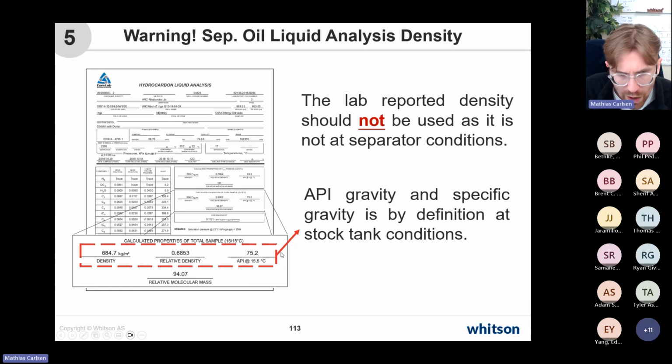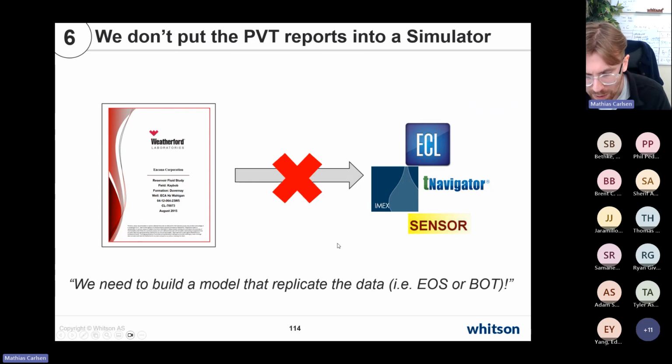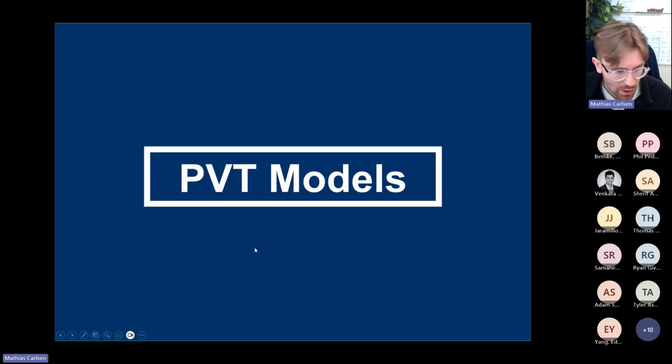Be very aware of that, especially in Canada, because you should never use this number right here to initialize your PVT. My last point when it comes to PVT reports is that you never put them into a simulator. We need to build a model to replicate that data and put that model into a software or whatever else to run the calculations. And that's the last part of the course that we're going to talk about today, which is this topic about PVT models.